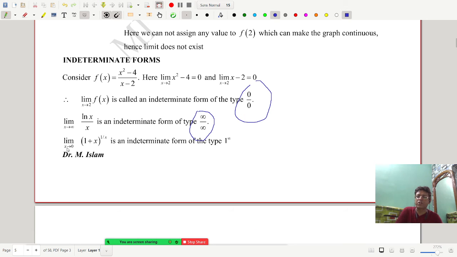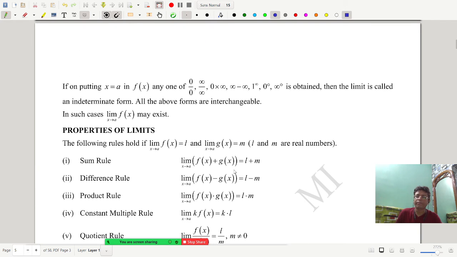And the limit as x tends to 0 of (1 plus x) whole to the power 1 by x is also an indeterminate form, because x equal to 0 will give you 1 to the power infinity, and that is also an indeterminate form. There are ways to calculate this type of problem, which I will discuss. And there are also many other indeterminate forms.